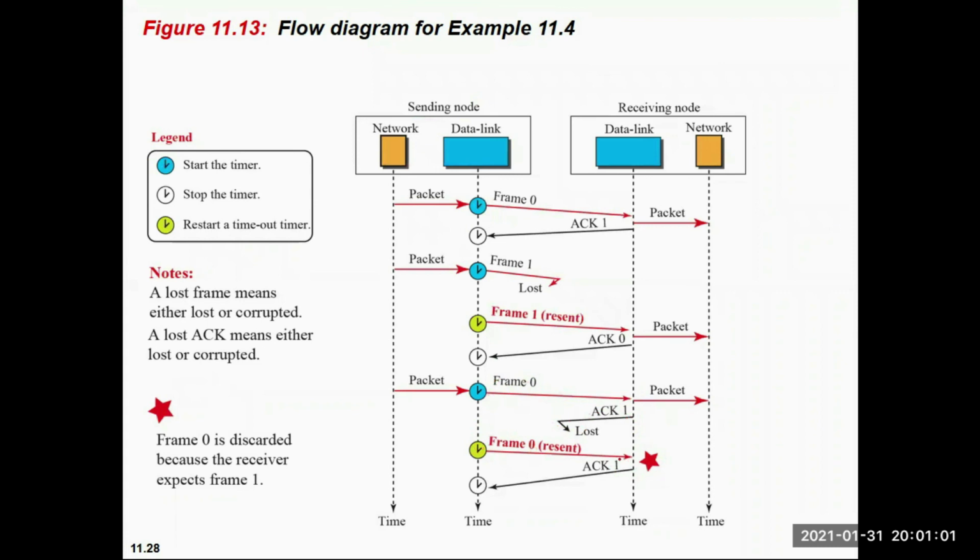So frame 0 is discarded because the receiver is expecting frame 1, meaning the next frame. After 0, the next frame is 1. So after 0, it is expecting the next frame, that is frame 1. That's why by adding those numbers to the acknowledgement and frame side, we are preventing the duplicate receiving of frames.